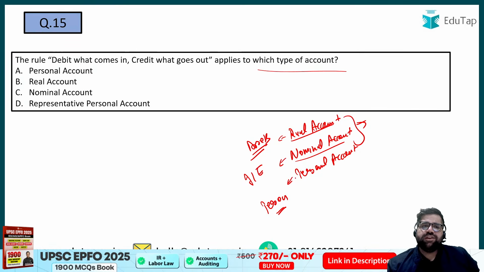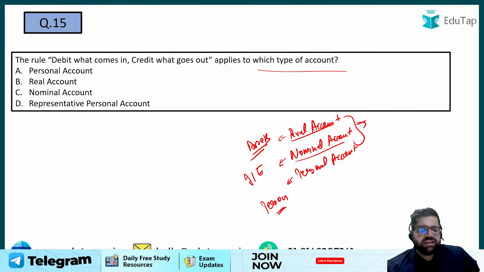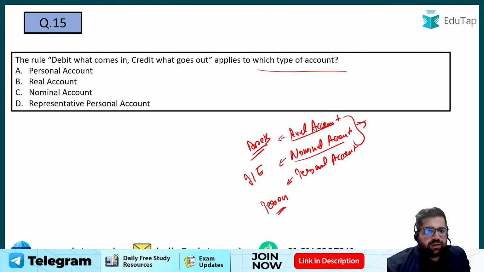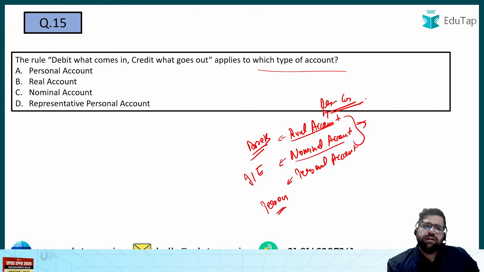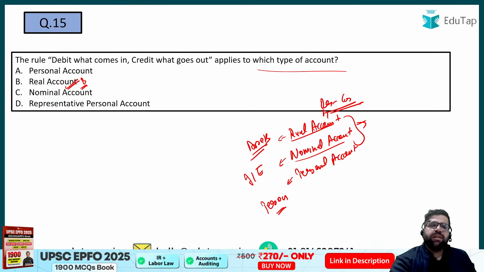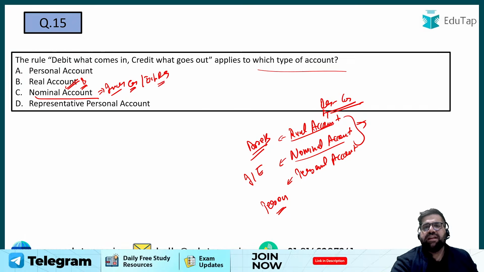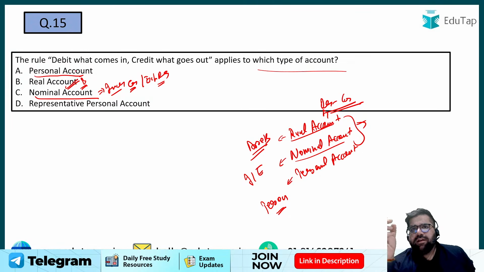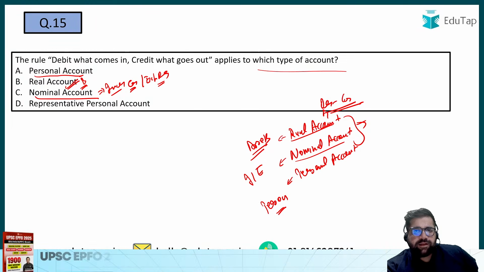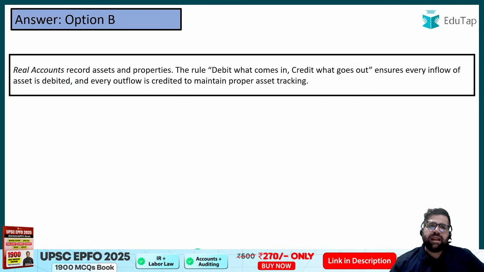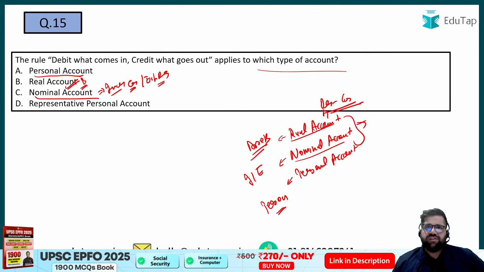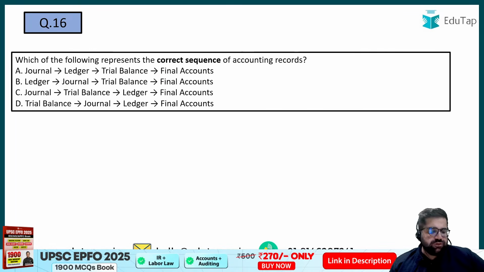So the question is asking you, debit what comes in, credit what goes out applies to which particular account? Real account, yes. In real account, debit what comes in, credit what goes out. Simple. Therefore, the answer will be option number B. In nominal accounts, your incomes will be credited if they are increased, your expenses will be debited if they are increased. In your personal account, the person who is giving you the money is debited and the person to whom you have to give money is credited. Simple. Right? So the answer of that particular question will be B. We have all discussed it. Next question number 16.